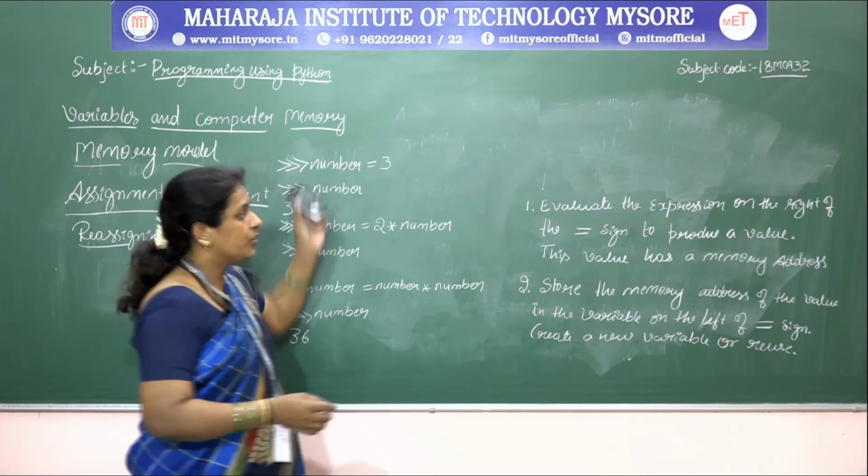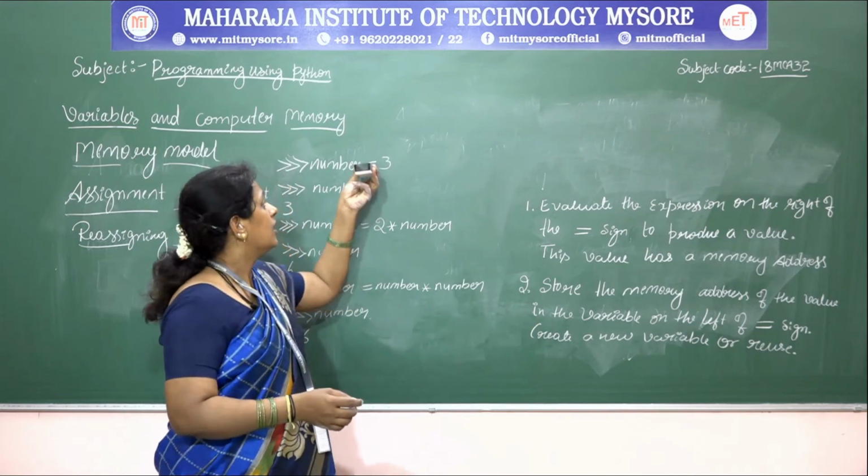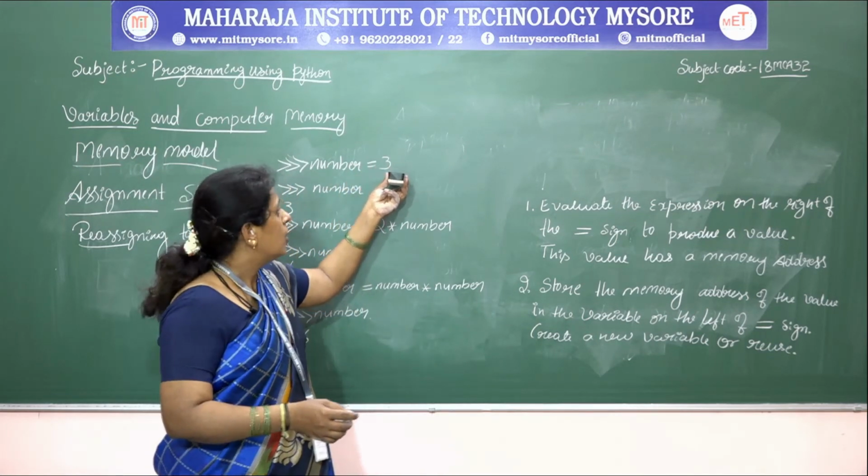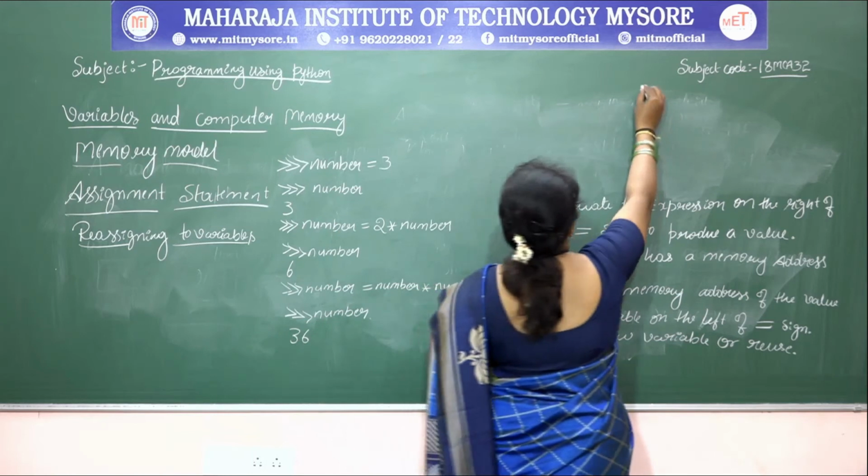So first it is going to evaluate the right-hand side of the equal sign. So it is 3.